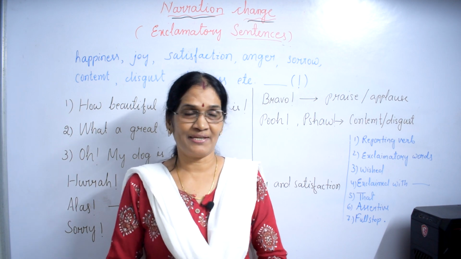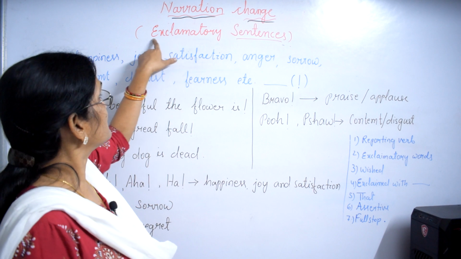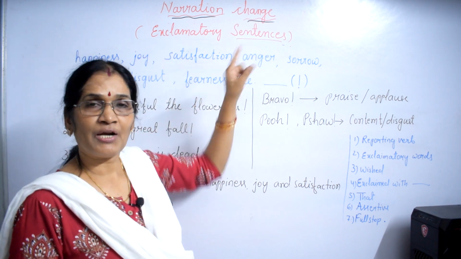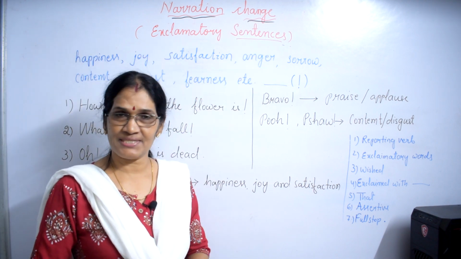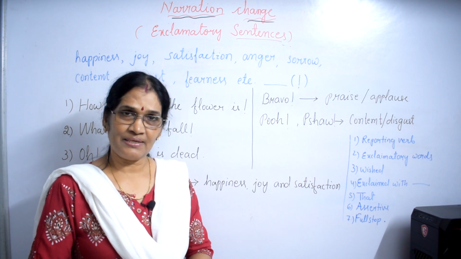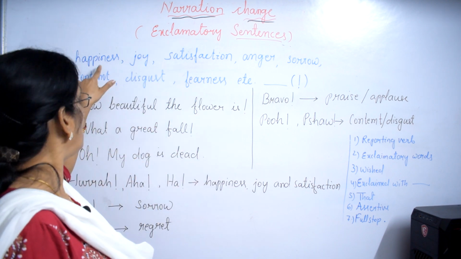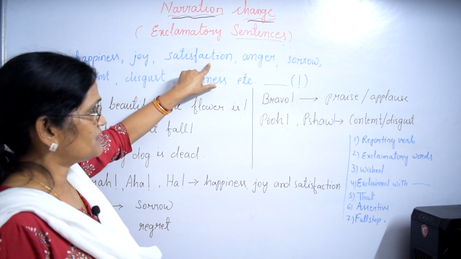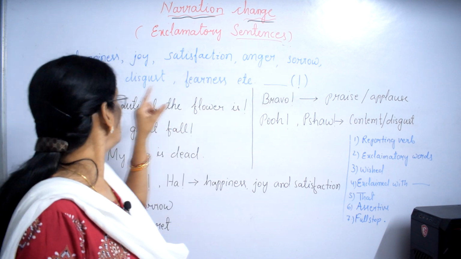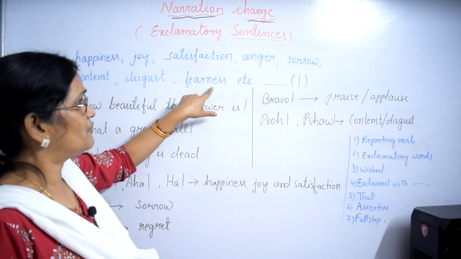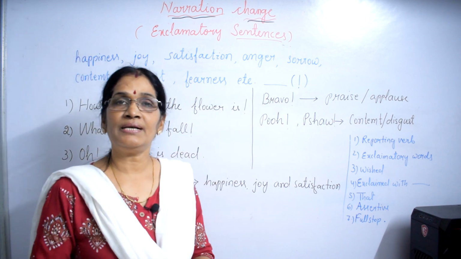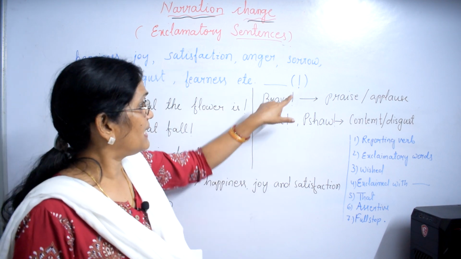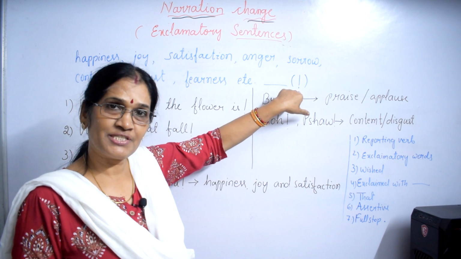Today I am going to explain narration change using exclamatory sentences. At first we should know what an exclamatory sentence is. Sentences containing sudden expressions of happiness, joy, satisfaction, anger, sorrow, contempt, disgust, fearfulness, etc. are called exclamatory sentences. At the end of the sentence we put an exclamation symbol.